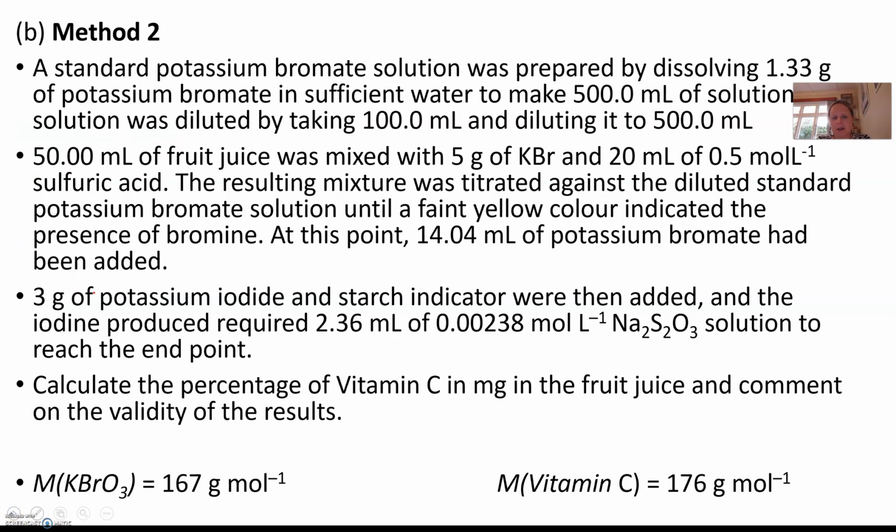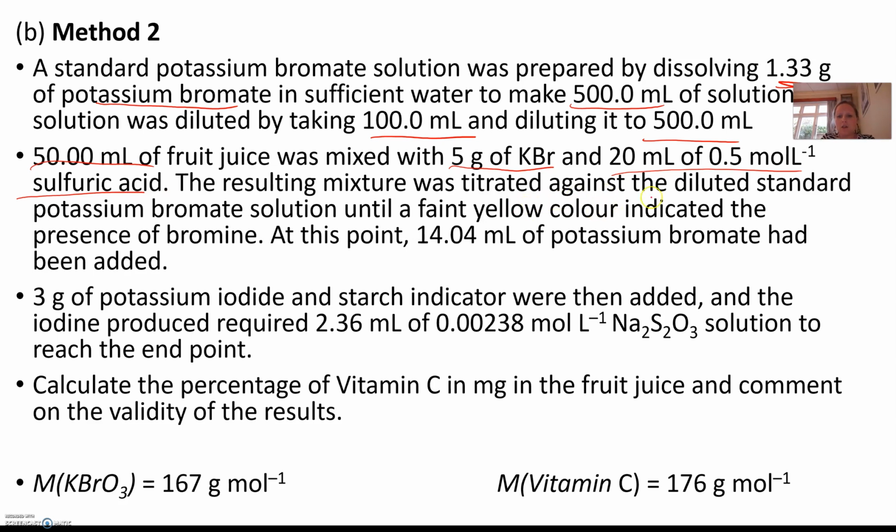So let's go on to the part that I really want to focus on today, which is the calculation aspect of this. A standard potassium bromate solution was prepared by making 1.3 grams of potassium bromate in a 500 ml volumetric flask. It's then diluted by taking 100 mils and putting that into a 500 ml volumetric flask. It says that 50 mils of fruit juice was mixed with 5 grams of KBr, which is excess KBr, and 20 mils of sulfuric acid. The sulfuric acid is just there to acidify, so we don't have to worry about that.